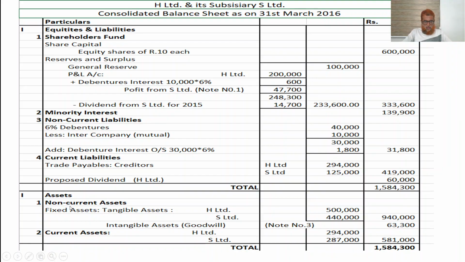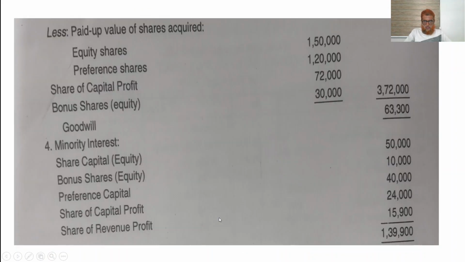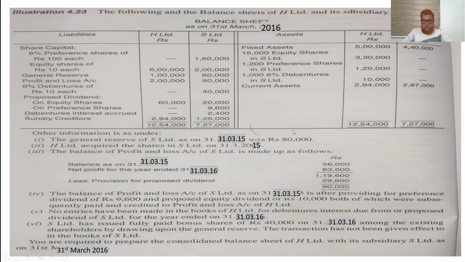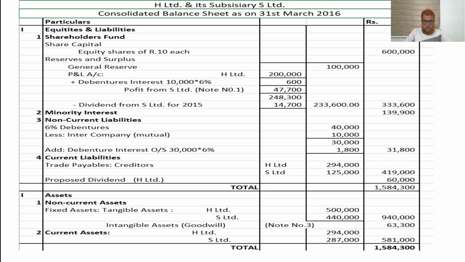Now assets, we have only a few items. Asset side of the balance sheet, non-current asset and current asset. Non-current asset, we have fixed asset only. Tangible assets, H Limited, S Limited. See here in the balance sheet, it is given fixed assets 5 lakh and 4,40,000. Current asset 2,94,000, 2,87,000. We have to write both of them. In that tangible asset, fixed asset 5 lakh and 4,40,000, 9,40,000. Then we have intangible asset.